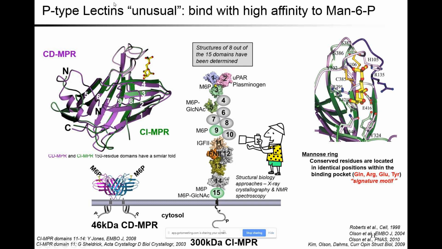What's a little different from some of the other lectins you may hear about is that the P-type lectins are unusual in that they're able to bind this glycan with high affinity, okay? Part of that is because we understand the types of interactions that are occurring in this binding pocket. But that's all the details I expect you to get out of this particular slide. Again, we have two of these different receptors. They bind very tightly and very specifically to a phosphorylated sugar, mannose-6-phosphate.